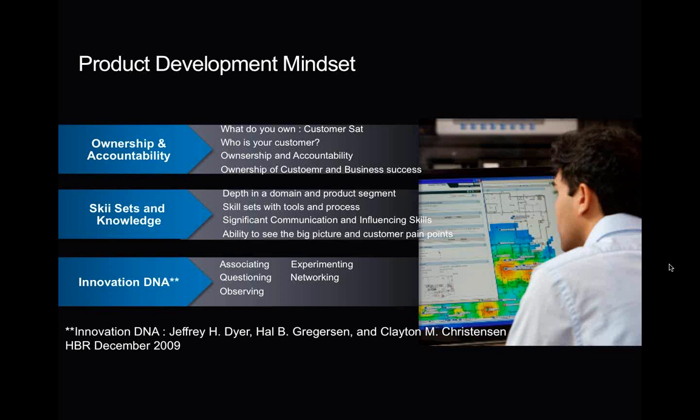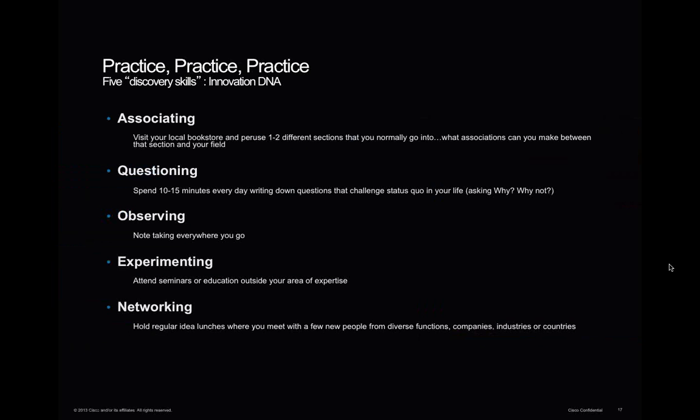But essentially what they talk about is that you need to develop 5 what they call discovery skills, right? And you need to be at it all the time. Now, these discovery skills are associating, questioning, observing, experimenting, and networking, right? Now, let's spend a couple of minutes on these, right?